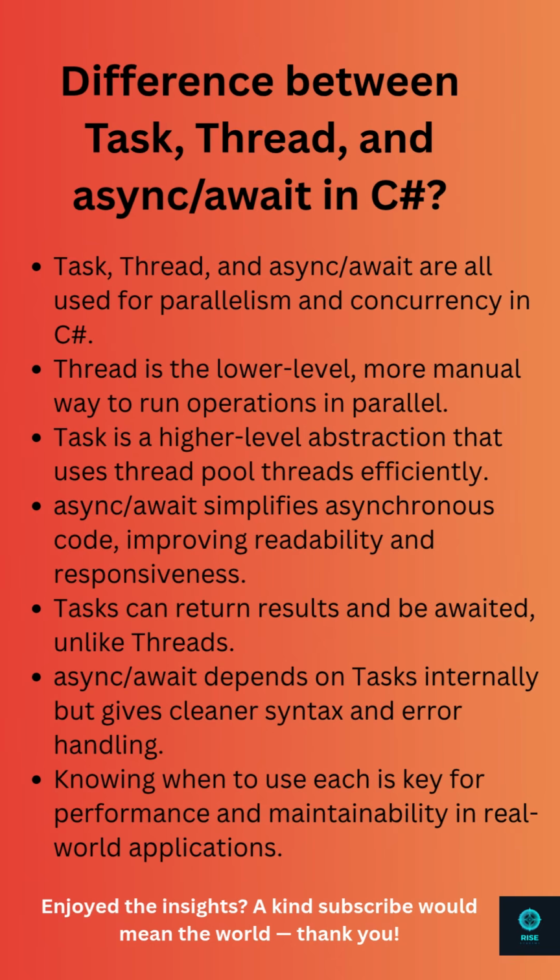So in summary, I use thread when I need full control, task when I need a scalable way to do work in the background, and async, await when I want asynchronous code that's simple and clean to manage, and I usually combine async, await with tasks. That's how I differentiate and decide what to use.